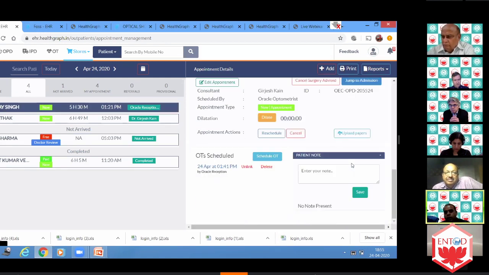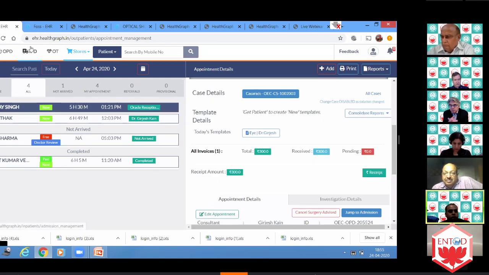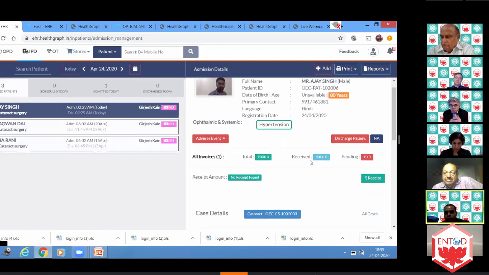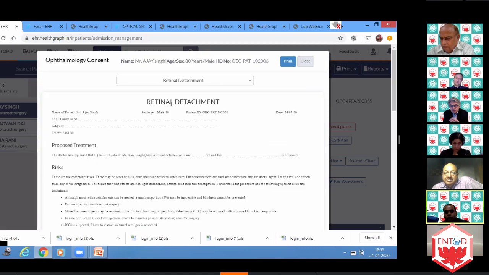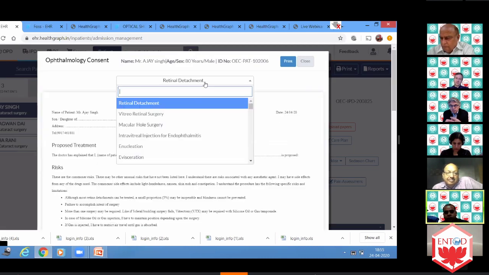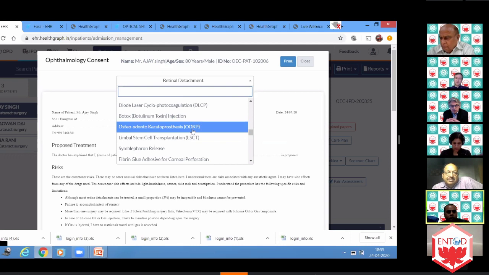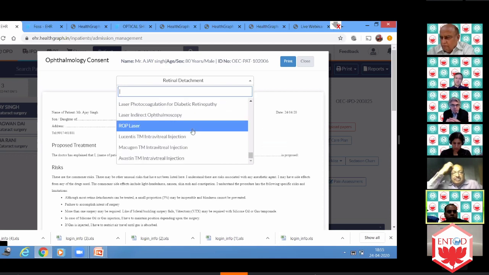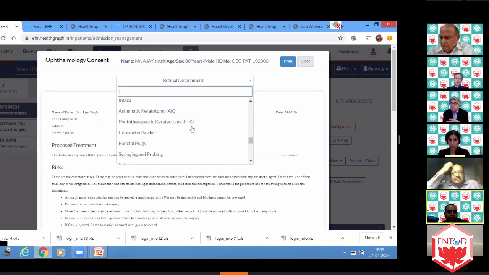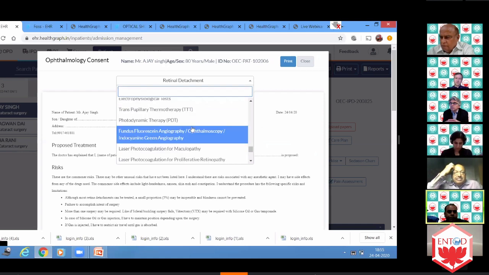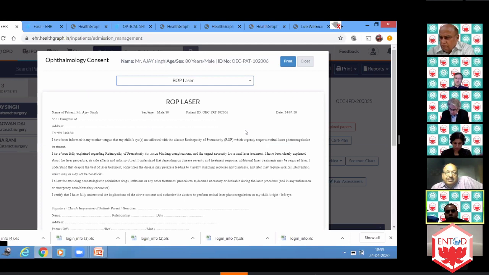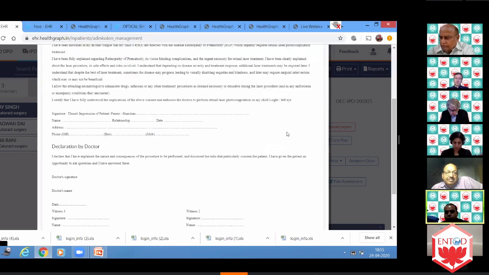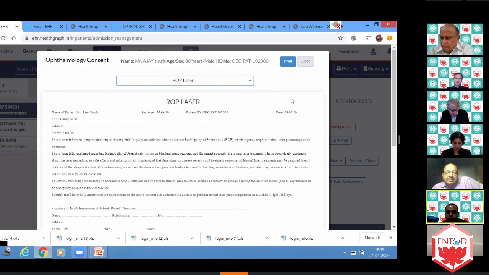If you want to change your consent pro forma, you can easily change it over there. Whatever your consent is for operative consents, if we come to the operative consent, it's the retinal detachment consent. We just go for cataract consent. It is somewhere. This is the ROP consent. If you want to print in Hindi or in English, whatever language you want, you can print over there.